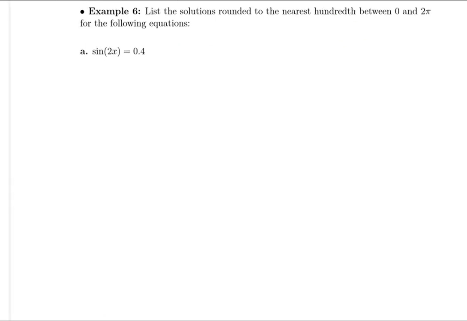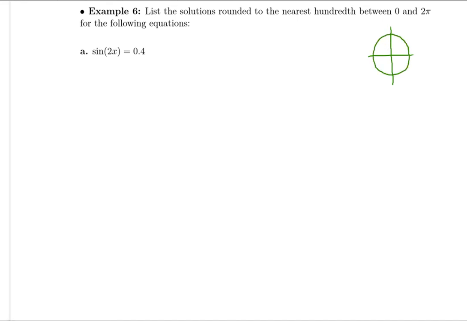So to wrap this up, I want to do a couple more where we don't necessarily have special values that we're looking at. And specifically, we're going to give answers rounded to the nearest hundredth that are between 0 and 2 pi. All right, so for this first one, we know, and we can still sketch on the unit circle even though 0.4 is not a special value.